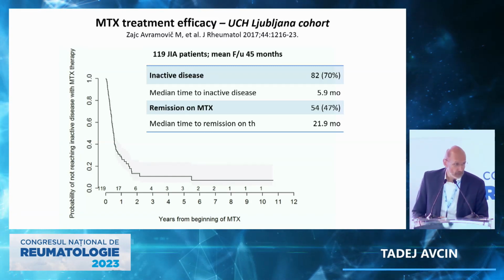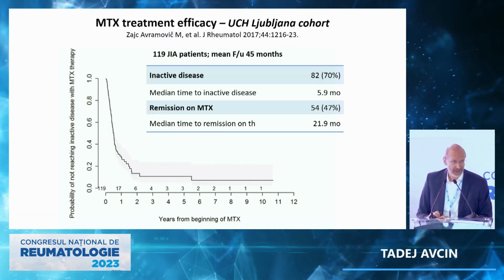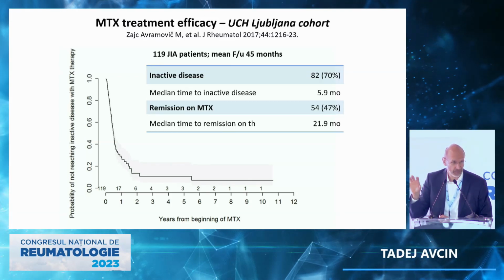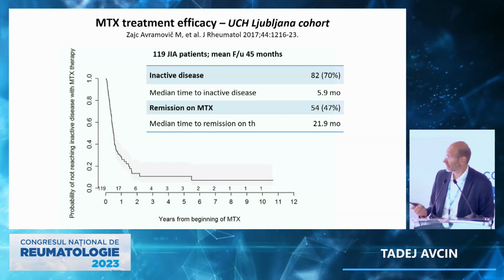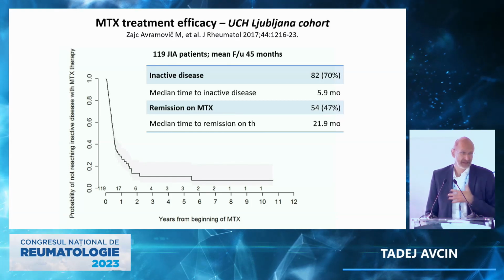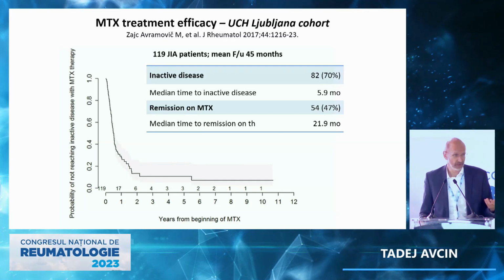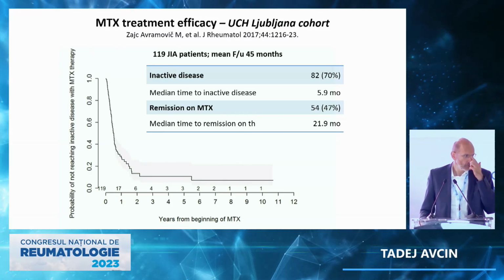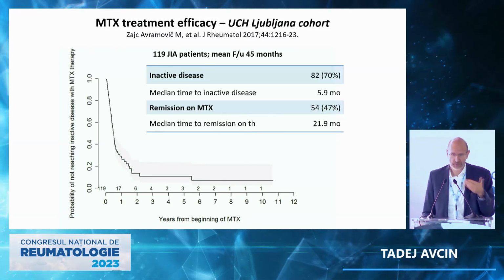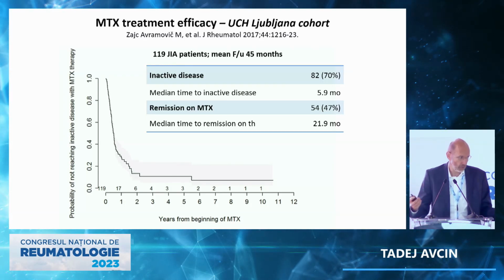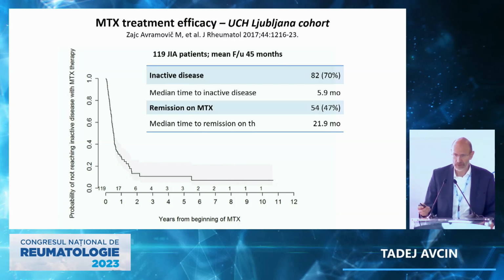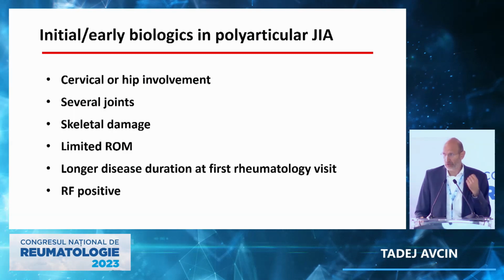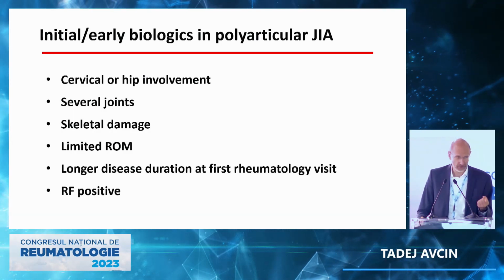These are data from our center regarding the success of methotrexate treatment in polyarticular JIA as a step-up treatment approach. So you can see that at least in our experience, methotrexate is an excellent medication. We achieved inactive disease in 70% of patients and remission in nearly half of the patients. If we would use combined treatment with biologics, this means that 70% of patients would be over-treated with this approach to achieve inactive disease.